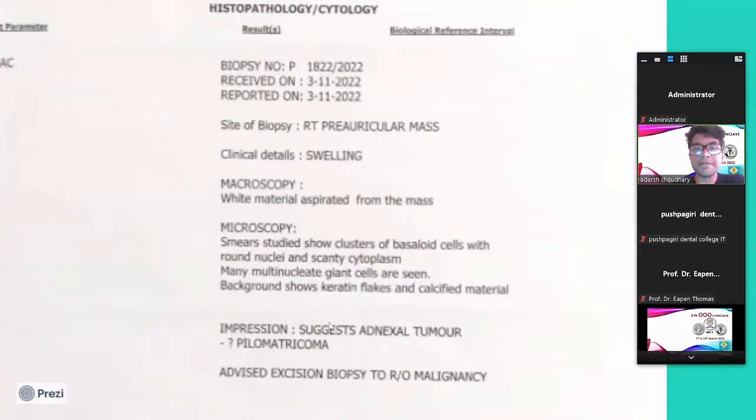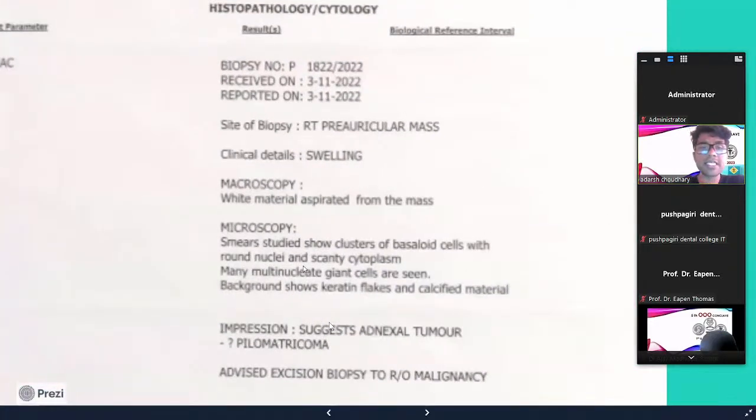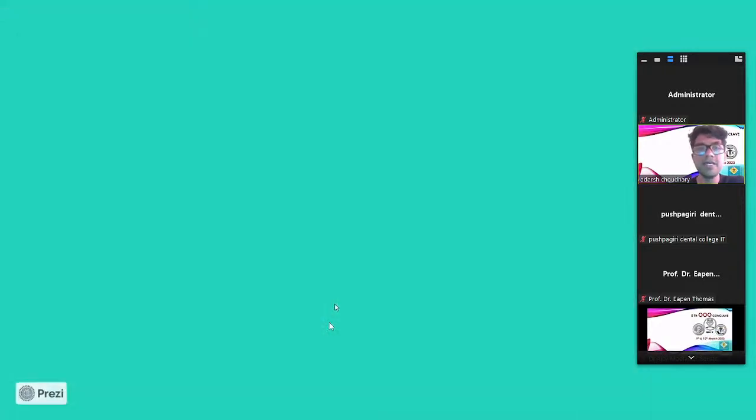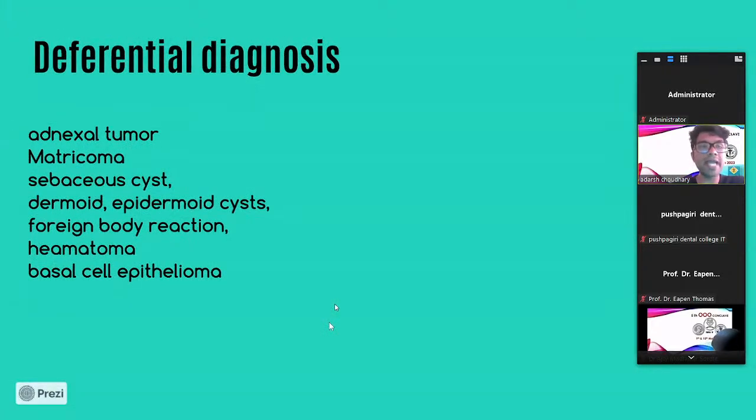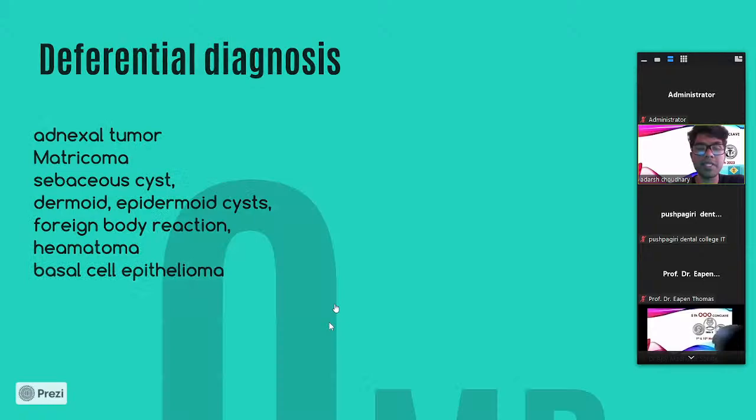clusters of basaloid cells with round nuclei and scattered cytoplasm. Many multinucleated giant cells were seen. Background shows keratin flakes and calcified materials. Later, they gave the differential diagnosis such as adnexal tumor, matricoma, sebaceous cyst, dermoid, epidermoid cyst, foreign body reactions, hematoma, and basal cell epithelioma.